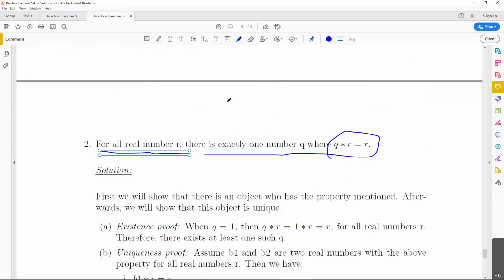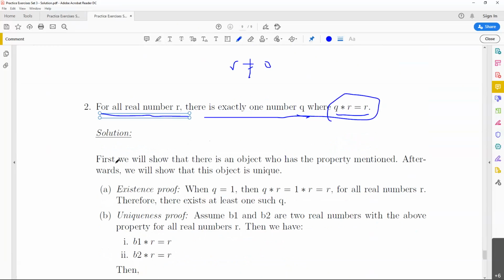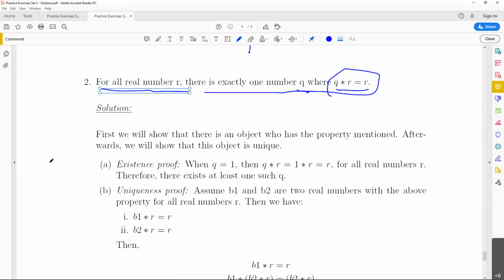Let's first assume that r is not zero. Okay, so for the following, assume that r is not zero. For all real numbers r, there is exactly one q that makes this true. There are two steps to prove this. Step one is the existence proof: show me an example of q. And then the uniqueness, that there is no other q.